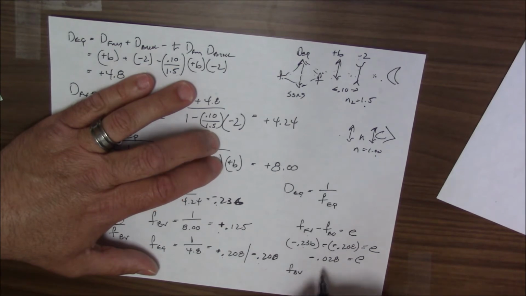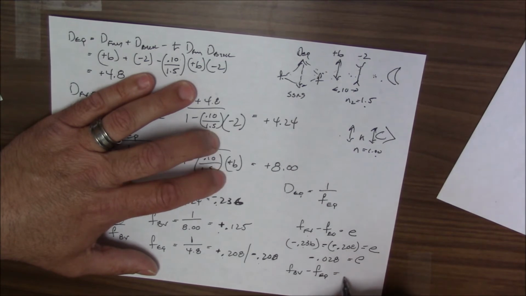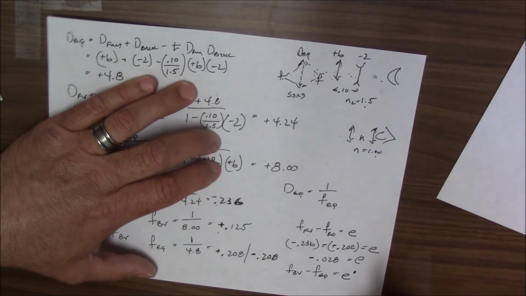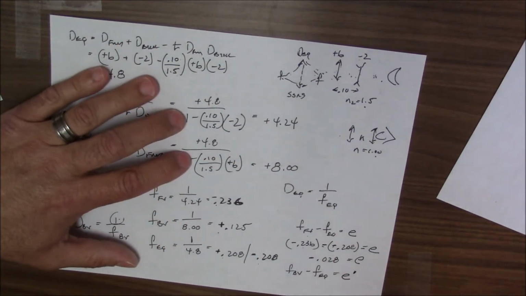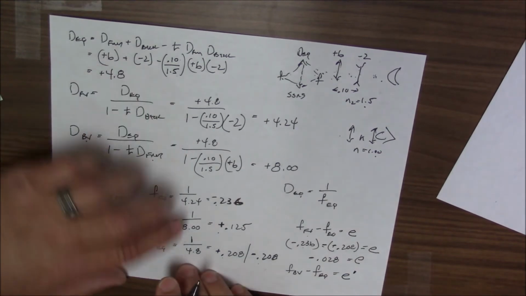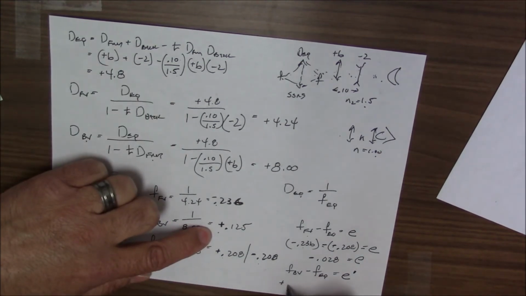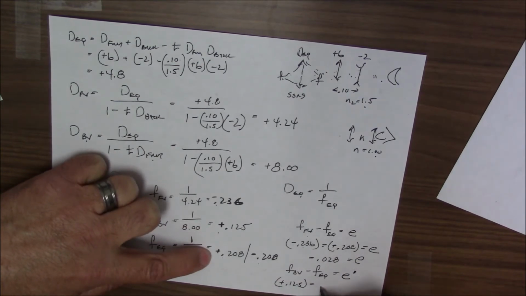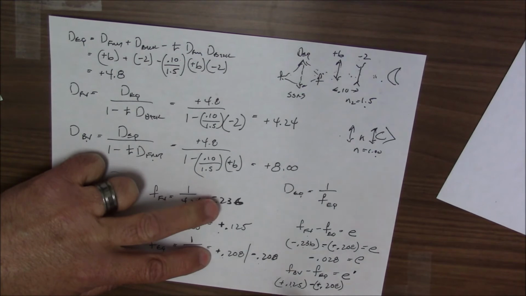I'm going to take the focal distance of the back vertex power minus the focal distance of the equivalent power, and that's going to be the location of my secondary Gaussian plane. I'm going to call that E prime. Once again, you can use whatever variables you want, just as long as you understand what they are. The back vertex power I found over here was plus 0.125 centimeters, and I'm going to subtract from that the focal point of the equivalent, which was 0.208, but in this case it is behind, so that's going to be plus. So I'm taking this one and subtracting that one from it. When I find the answer, that's going to give me my E prime.